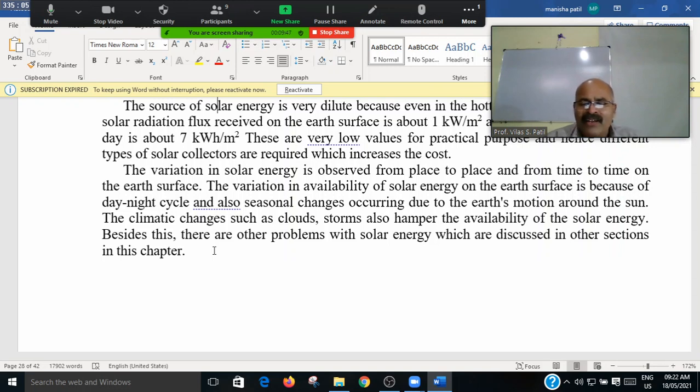Climatic changes also hamper the availability of solar energy. Nowadays, in the last 2 days, we know the climatic changes due to the storm. Due to those climatic changes, the clouds become strong, and the availability of the sun is obstructed by the clouds. Besides this, there are other problems with solar energy, which are discussed in other sections and chapters.